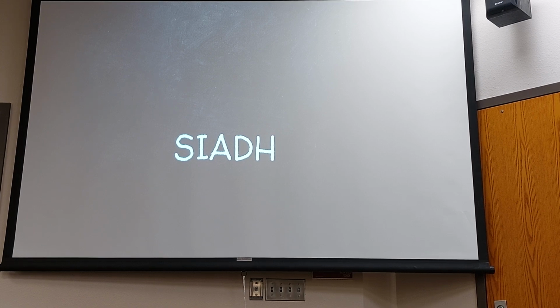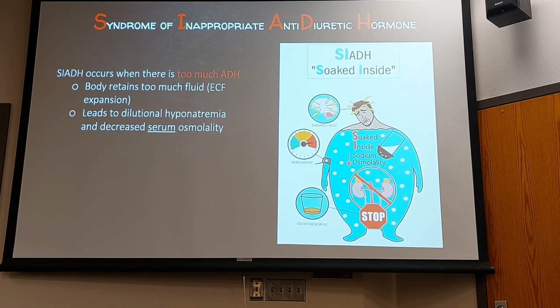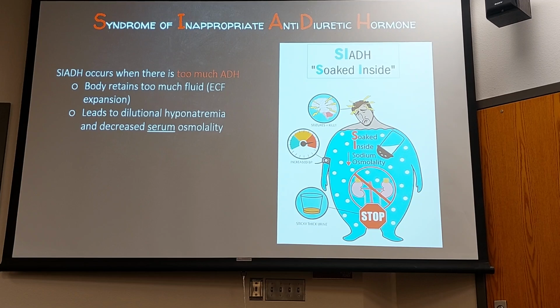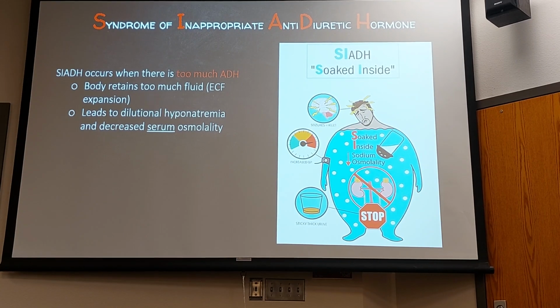Alright, syndrome of inappropriate antidiuretic hormone. Soaked inside, right? So inappropriate antidiuretic or increased antidiuretic, if you want to think of it that way. But it's inappropriate, meaning we've got too much of it. So then the body's holding on to way too much water. And this happens pretty quickly, rapid weight gain from that water. Okay?